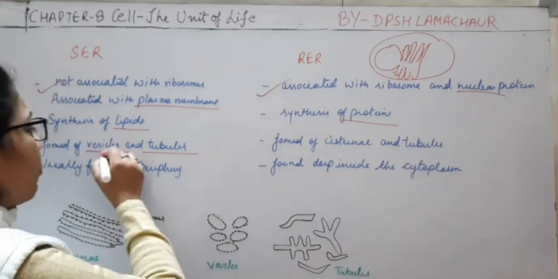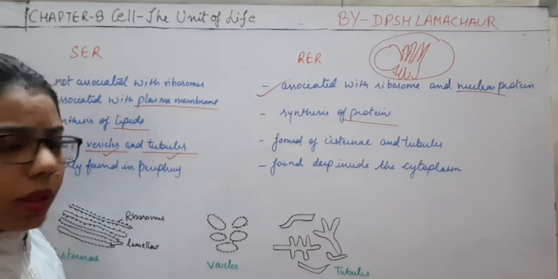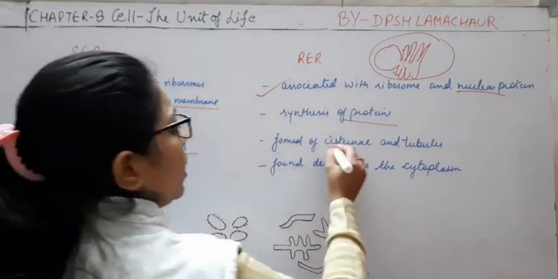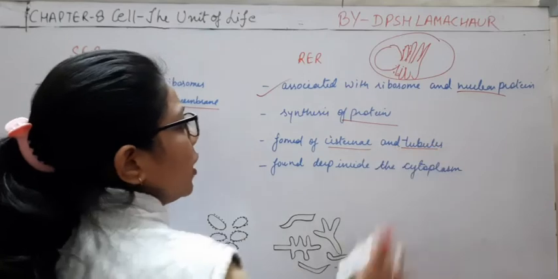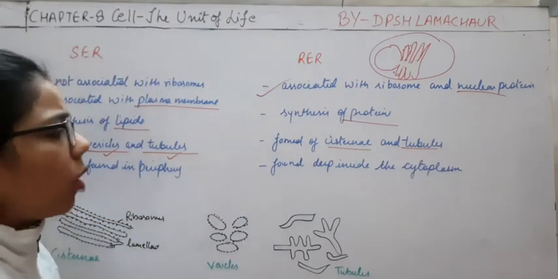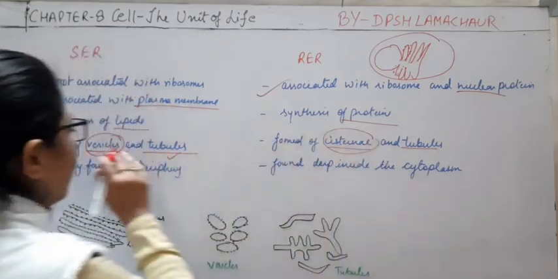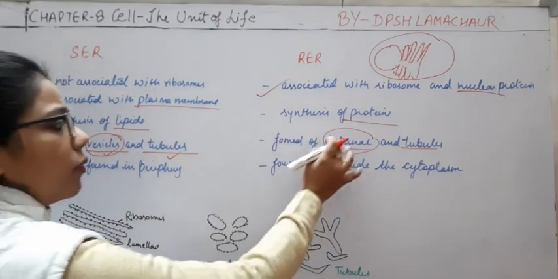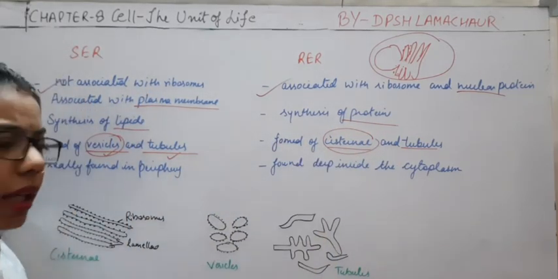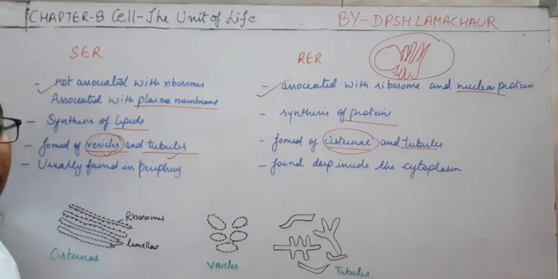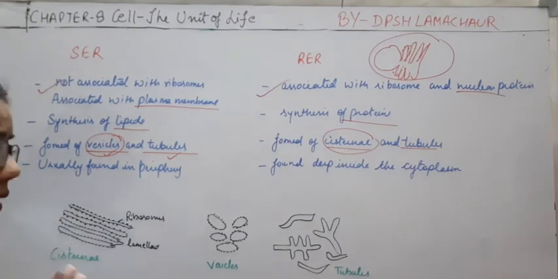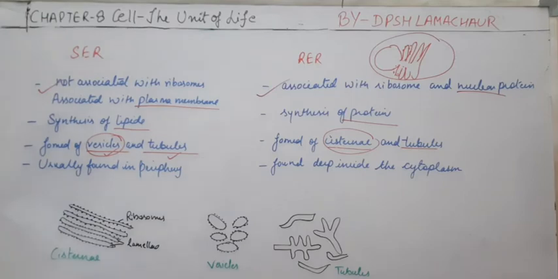Another important thing is that these are found, or we can say these are formed, in the form of vesicles and tubules. Okay. And these are formed in the shape of cisternae and tubules. Okay, so tubule is common in both, but the difference is that they are present in the form of vesicles and they are present in the form of cisternae. Okay, so here I have drawn a simpler diagram of the cisternae as well as the vesicles.